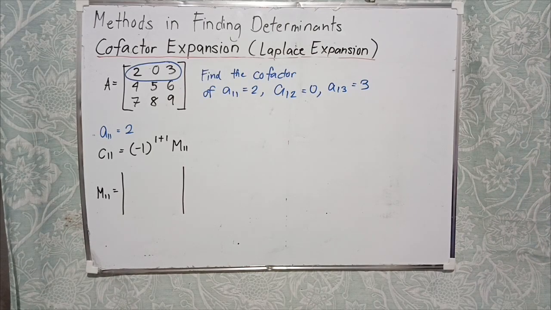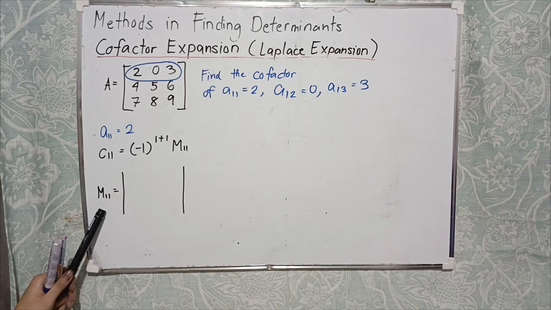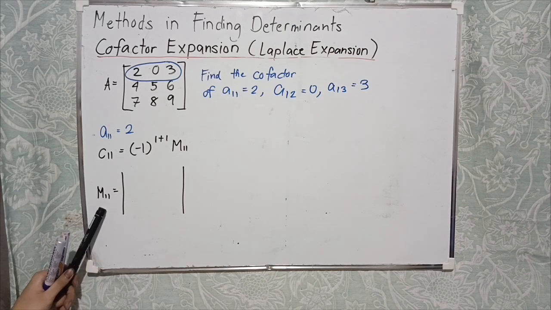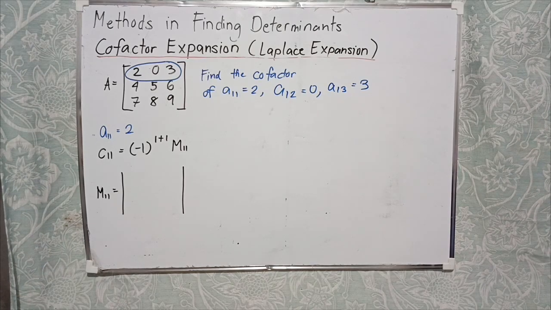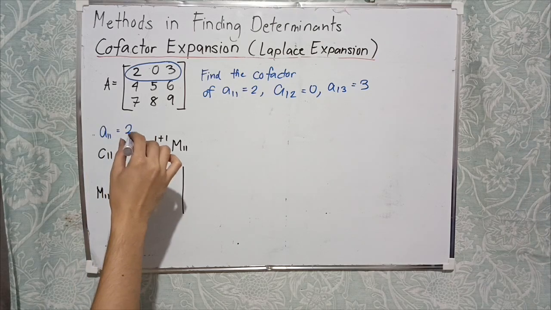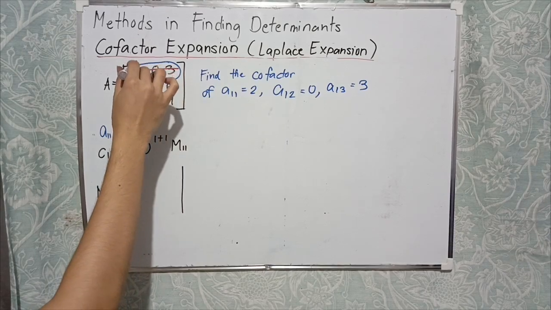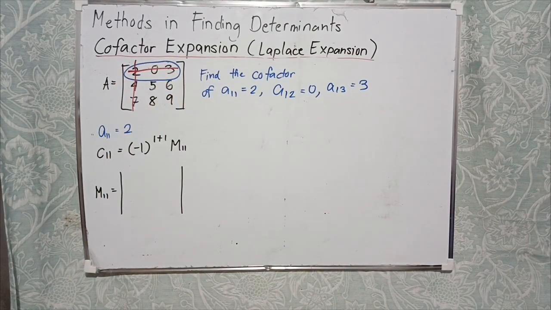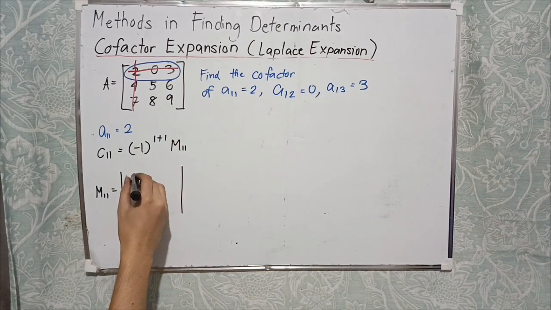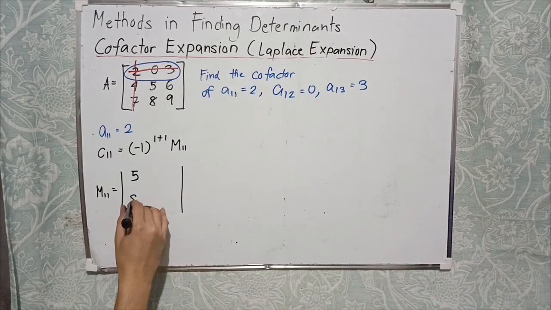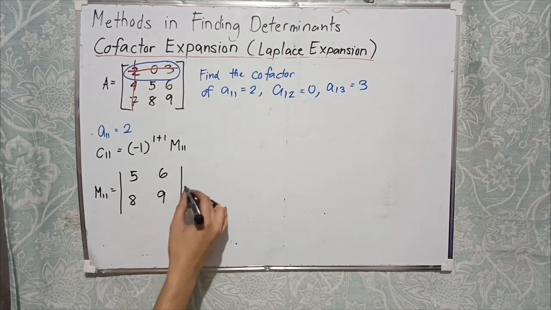For this M11, we need to remove the first row as well as the first column from the original matrix. We need to remove this first row and first column. Next, we need to write the remaining elements. That will be 5, 8, 6, and 9.